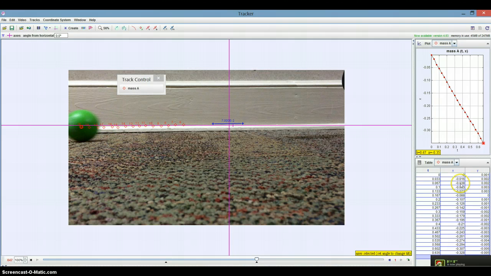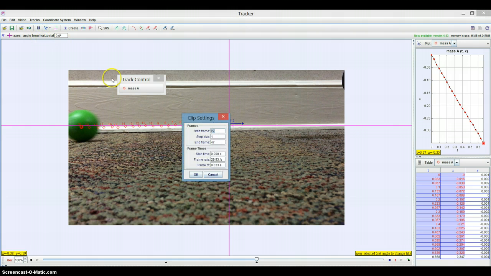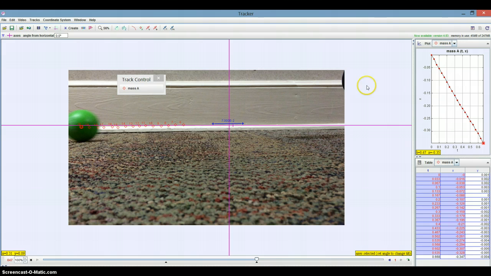And then the results came out of position versus time. Time was measured, of course, by checking the frames per second, and we have 20 frames. Multiply that by the frames per second, you get the time.